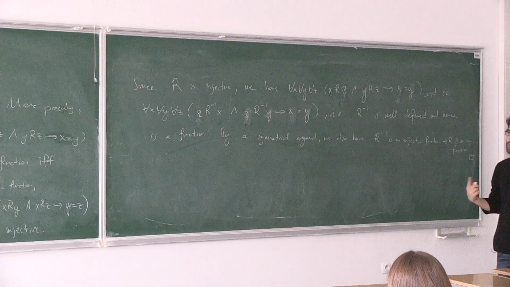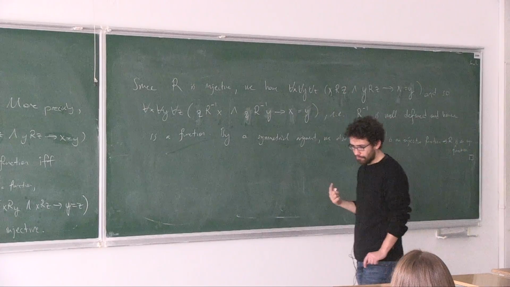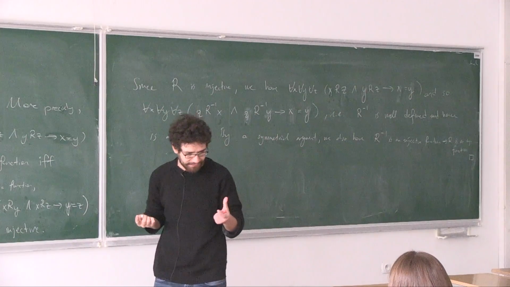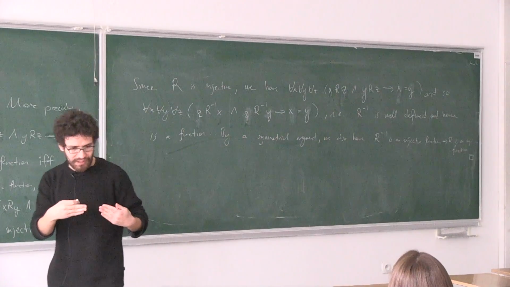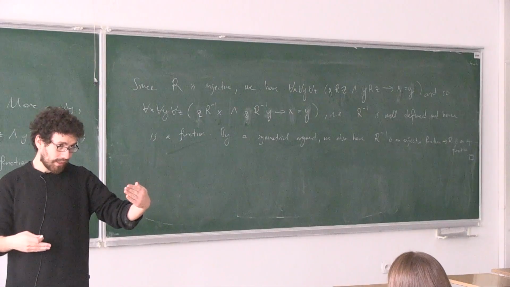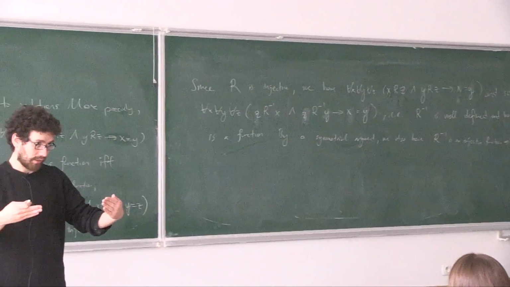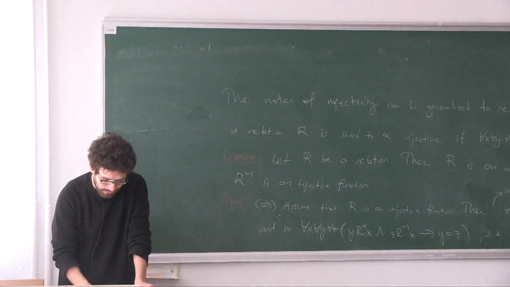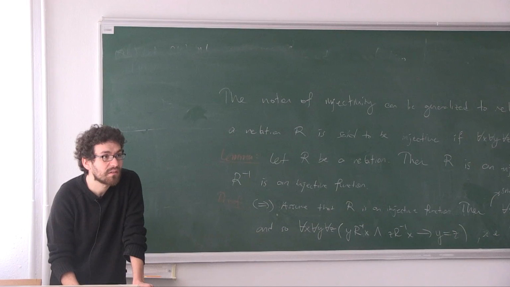So what's the point of me doing all this? This is just to make sure that you internalize the fact that injectivity and well-definedness are somehow related. A relation is well-defined if and only if its inverse relation is injective. That's simply by definition, actually. So we can use them interchangeably, right?